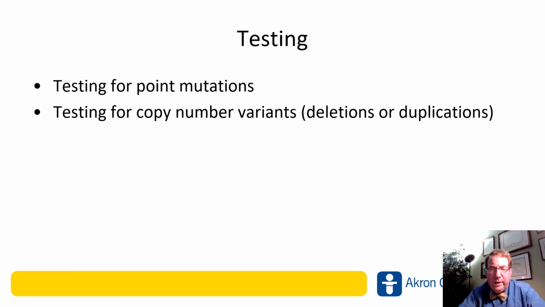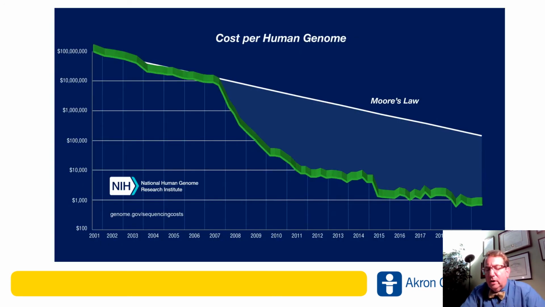So there are two main types of genetic testing that we can do. One is testing for point mutations, and the other is testing for copy number variants. Although interestingly enough, with the newest technology of whole genome testing, when you start testing for one type of mutation, you'll start testing for two types of mutation. At the beginning of the talk, I mentioned that the cost of genetic testing has dropped dramatically. And this is a graph representation, and I want you to follow the green line. The cost of the first human genome was $100 million.